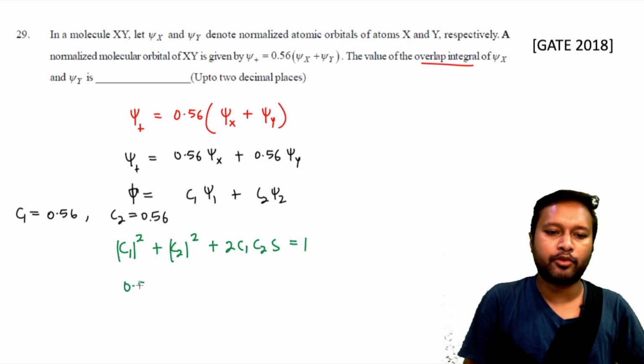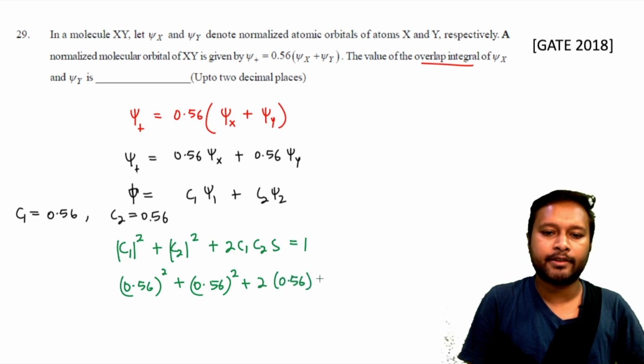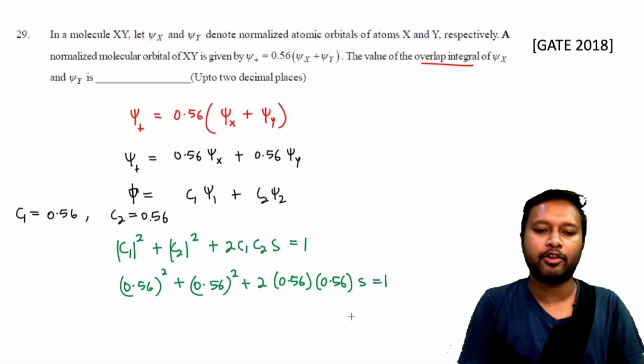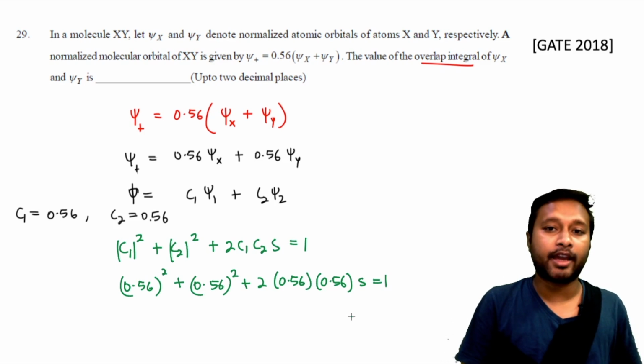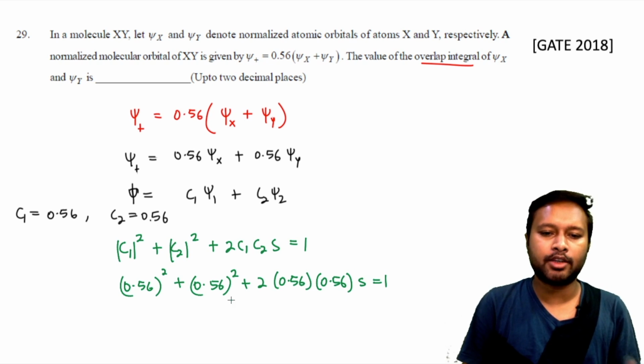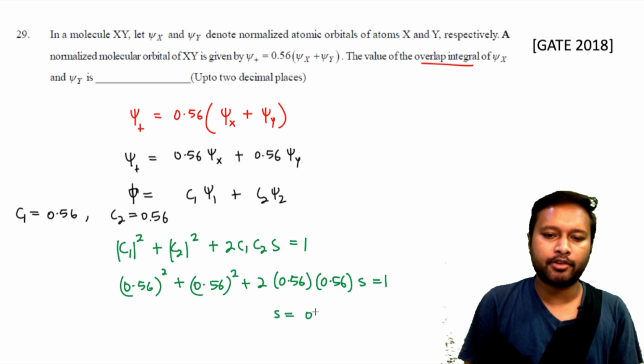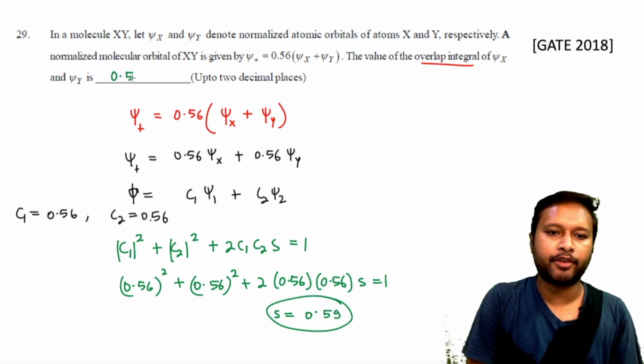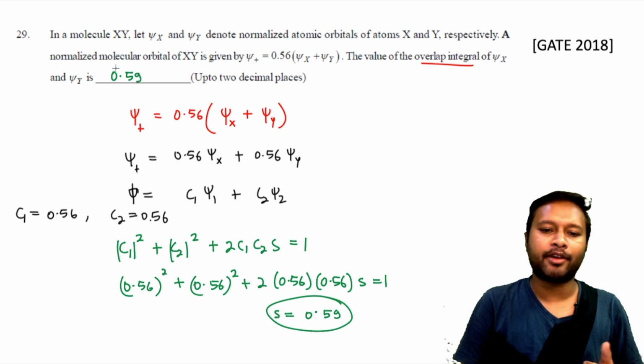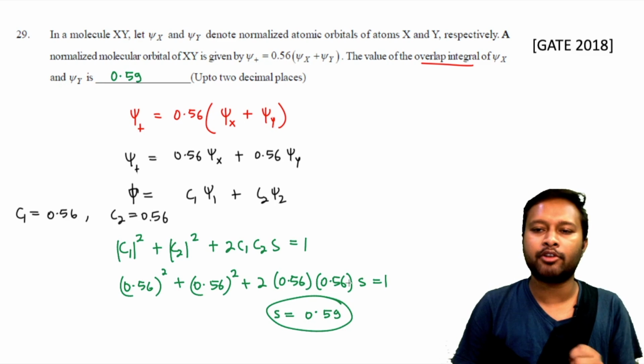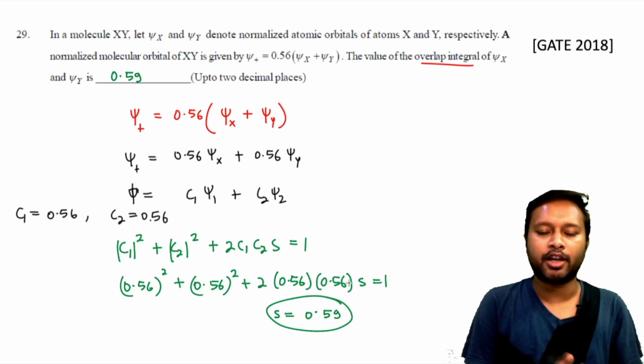Let's put the value, so 0.56 square plus 0.56 square plus 2 times 0.56 times 0.56 times S is equal to 1. Now you have to find out the value of S. So you can use your calculator to do the calculation part and you will get your answer. So I'll just quickly do it and let you know. When you solve this whole thing, you will get S is equal to 0.59. Okay, so the overlap integral comes out 0.59 as the answer. Okay, so that's how you have to do. You can use your calculator to solve this particular part because it's a GATE exam question, so obviously you are allowed the calculator.